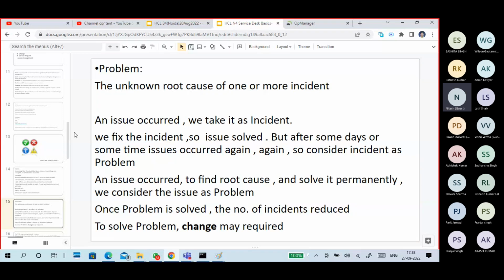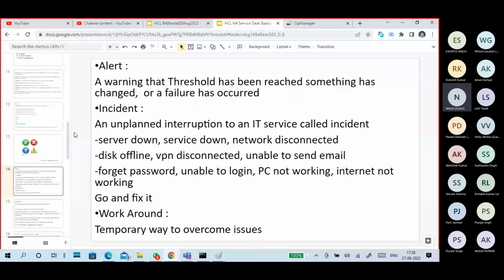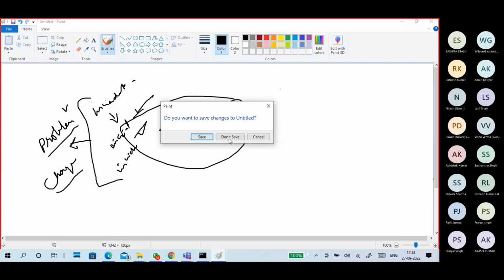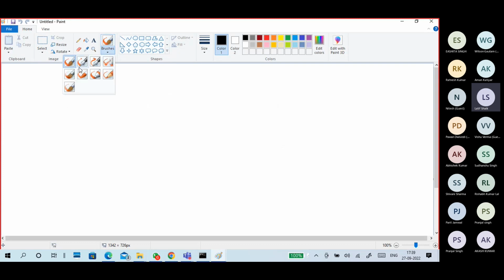Sir, are the incident and solving the incident the same thing? Yes, when an issue occurs, that is an incident. If your issue occurs, you have to solve it, right? Like someone forgets the password and is asking for a password reset, is that considered an incident or a different category? Very good. So here it is.